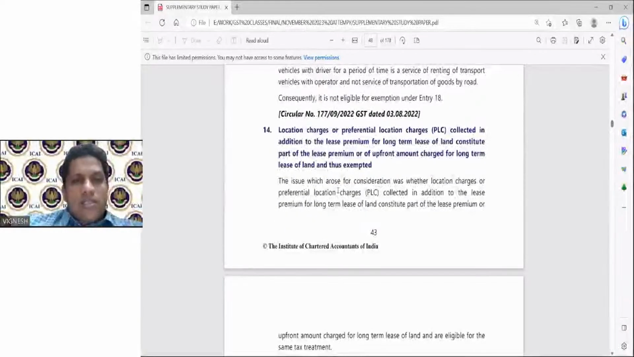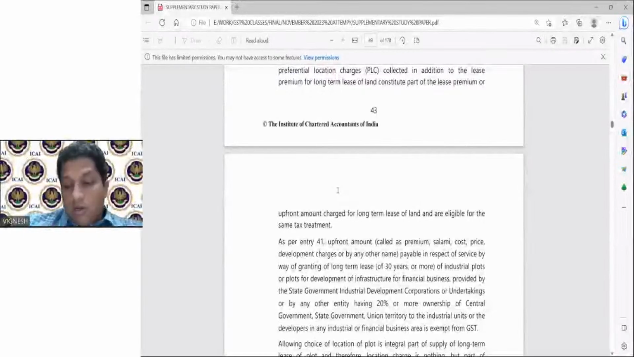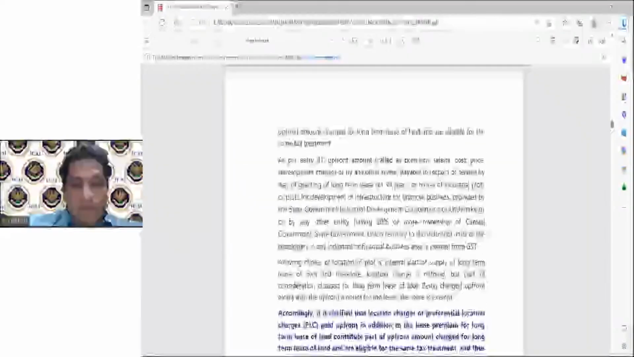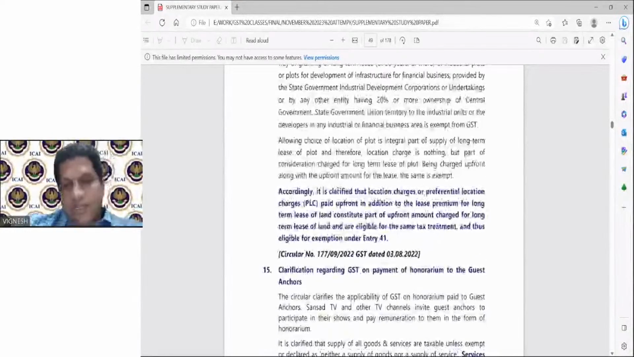Then location charges or preferential location charges collected in addition to the lease premium for long-term lease. Sometimes in long-term leases, if the location is good, they take some location charges also apart from the upfront amount. So the location charges which are paid upfront are also eligible for the same tax treatment, therefore it is exempt.